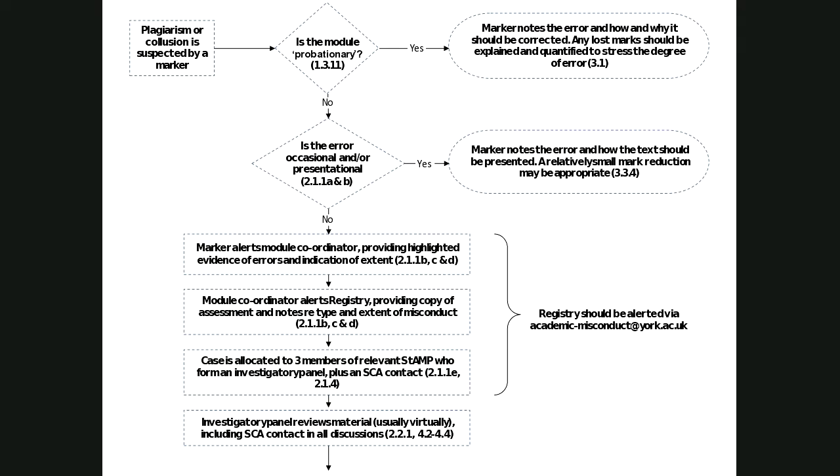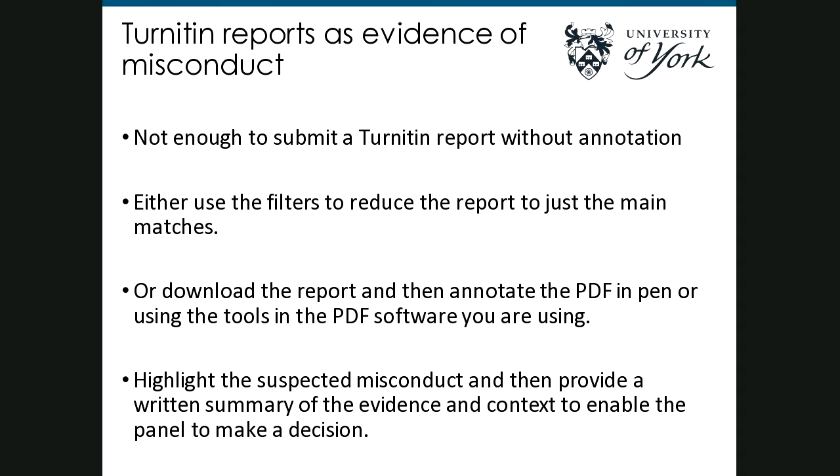And the key issue that I want to point out here is that a Turnitin report is not evidence on its own of misconduct. It can be used to show the evidence, but you must either use the filters to reduce the report down to just the main matches. You can exclude different matches and just have the main pieces of text, or download the report and annotate the PDF in pen and then scan it in, or using the tools in the PDF software. Highlight the suspected misconduct, and then provide a written summary of the evidence.